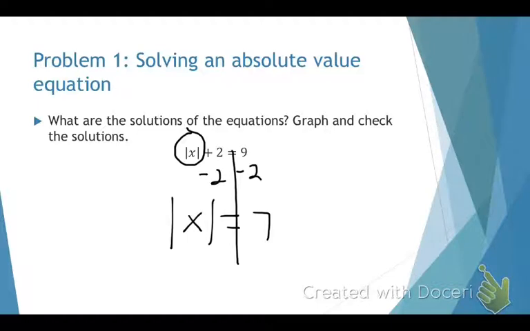Well, I know that absolute value means the distance away from 0. The value inside of the absolute value symbols can be positive or negative, but my answer is always positive. So I need to think, okay, what numbers could be in the absolute value symbols that would have an answer of 7? 7 spaces away from 0 on the number line. And that would be the numbers positive 7 and negative 7.